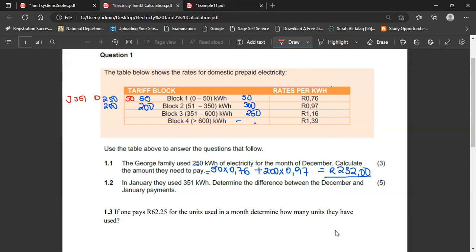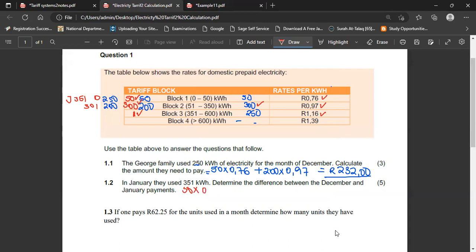So what's remaining? Whatever is remaining, it's supposed to be 301. 301 has been pushed to bracket number 2, but bracket number 2 needs a maximum of 300. So over 301, the 300 will sit here. Then what's remaining? 1. 1 will come to block number 3. Together. So the 50 that you have here has to multiply with this number. The 300 you have here, it multiplies with this number. And the 1 unit you have here, it has to multiply with this number. Let's do that very fast.